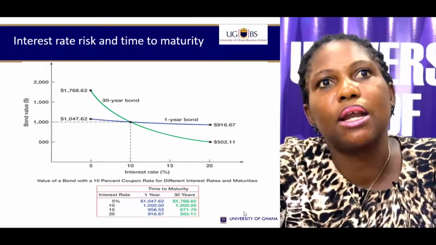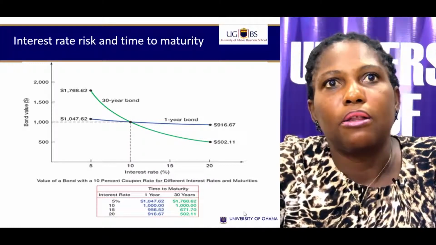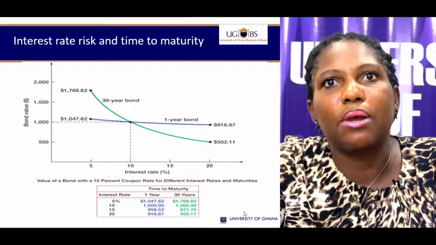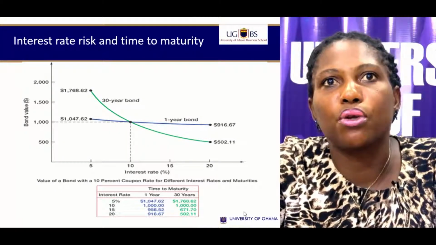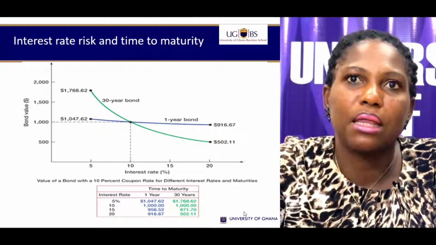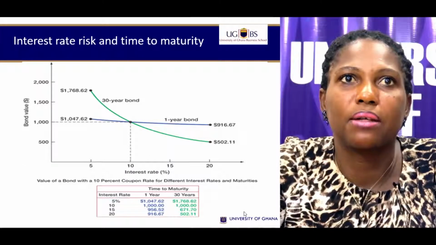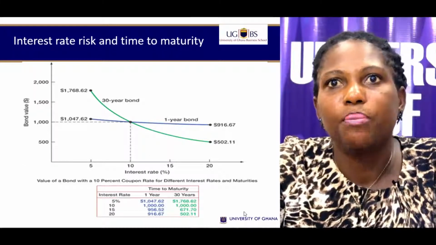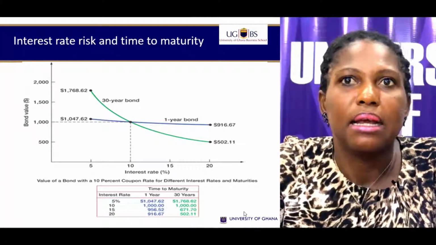So we can see the value sloping, and when it comes to a 1-year bond, you can see that the slope is almost quite flat compared to a 30-year bond that seems to fluctuate all the way from 1,768 through to 502 over a 30-year lifespan.